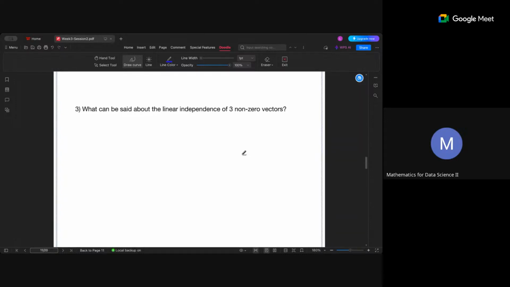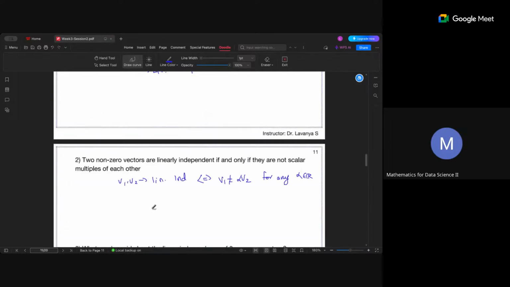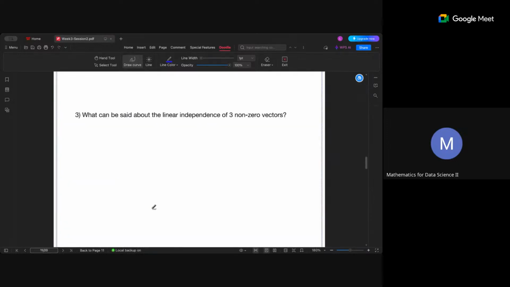So you have three non-zero vectors. For two non-zero vectors, we have been given a condition. Now, what can you say about three non-zero vectors? This you also know. In R2? Same conditions. Okay, first let us try for R2 maybe.